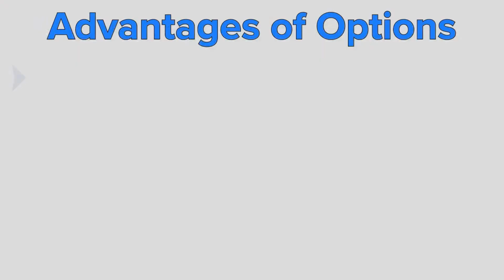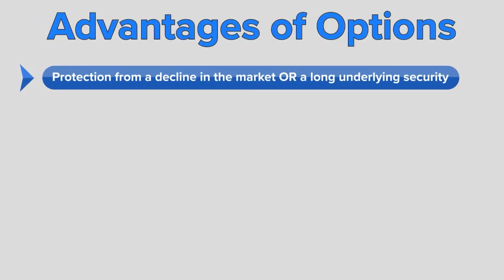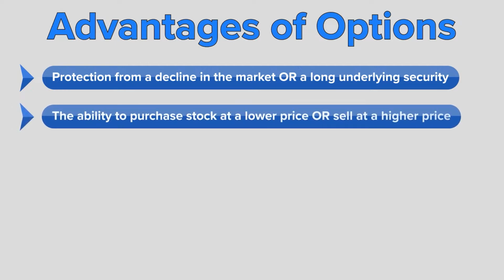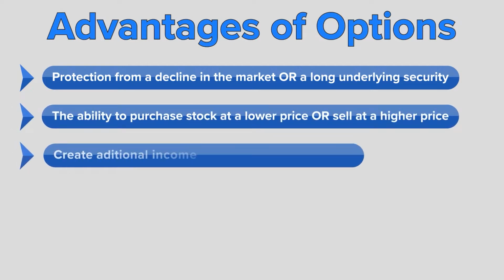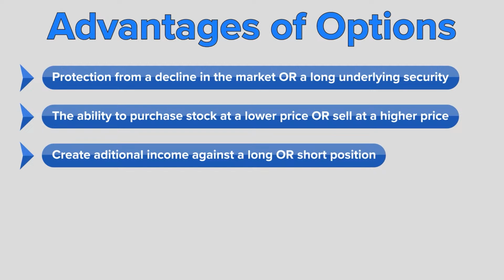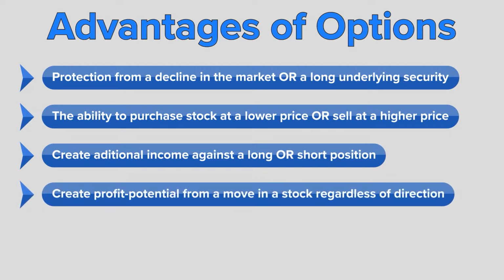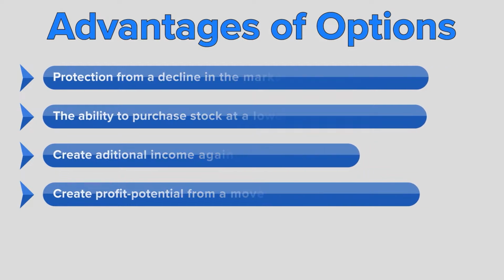In summary, trading stock options, especially in today's volatile market, can offer investors the following advantages: protection from a decline in the overall market or in the price of a long underlying security, the ability to purchase stock at a lower price or sell stock at a higher price, the ability to create additional income against a long or a short position, and profit potential from a move in the price of a stock regardless of direction.